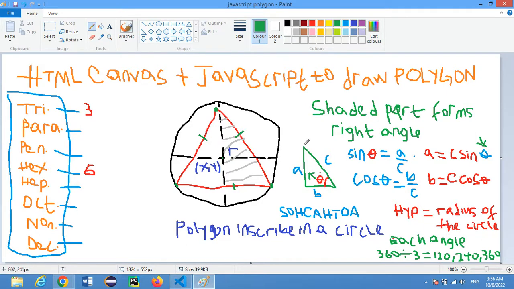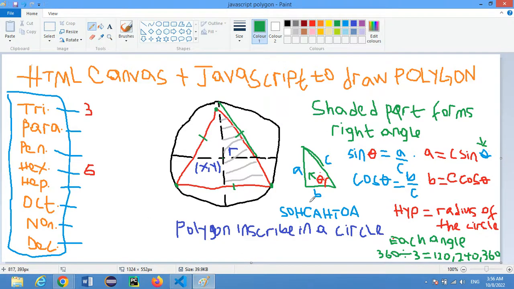While the hypotenuse here is equal to the radius of the circle.